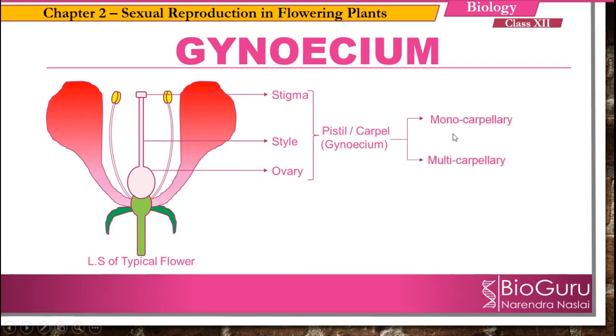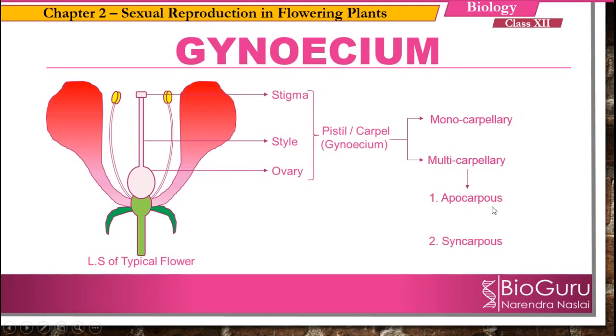Monocarpellary: mono means single, and carpellary refers to the carpel. If only one single carpel is present in the flower, that condition is called monocarpellary. In some flowers you may see more than one carpel. In that condition it is called multicarpellary. The multicarpellary condition could be of two types further, that is apocarpus and syncarpus.